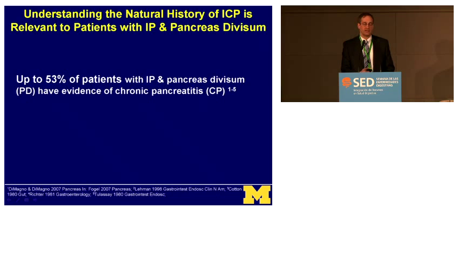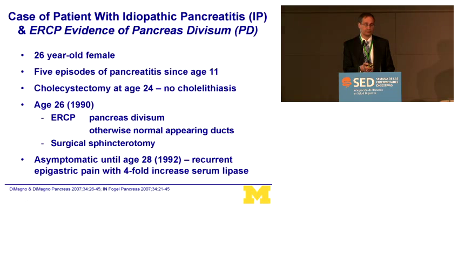Now, understanding the natural history of idiopathic chronic pancreatitis is relevant to patients with idiopathic pancreatitis and pancreas divisum, because up to 53% of patients with idiopathic pancreatitis and pancreas divisum have evidence of chronic pancreatitis. Now, this is a quick case of a patient with idiopathic pancreatitis and ERCP evidence of pancreas divisum.